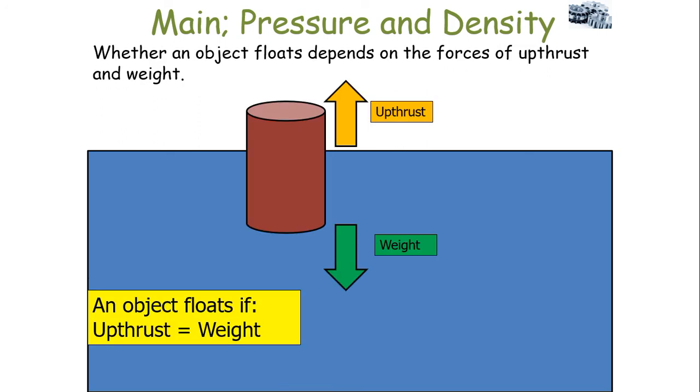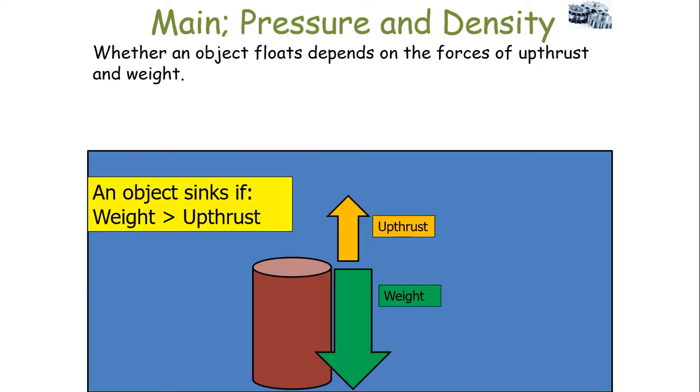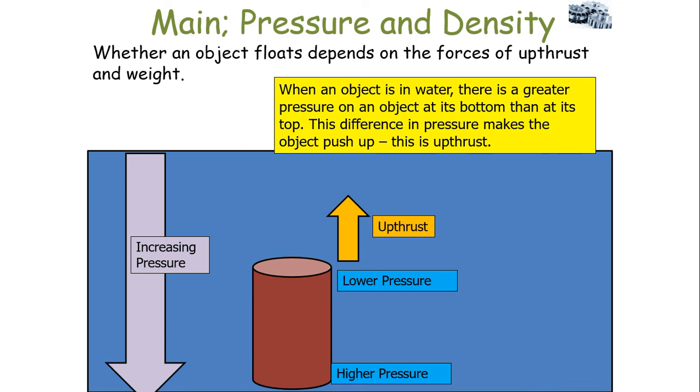An object floats if you think in the forces, the force of upthrust, which is acting upwards as the name suggests, equals the force of weight, because the forces on the object in this vertical plane are balanced. So there's no resultant force. It will have a constant motion, which is just a float with no velocity. Now an object will sink if the weight is greater than the upthrust, because the forces now are unbalanced. There's a resultant force downwards, causing it to accelerate downwards.